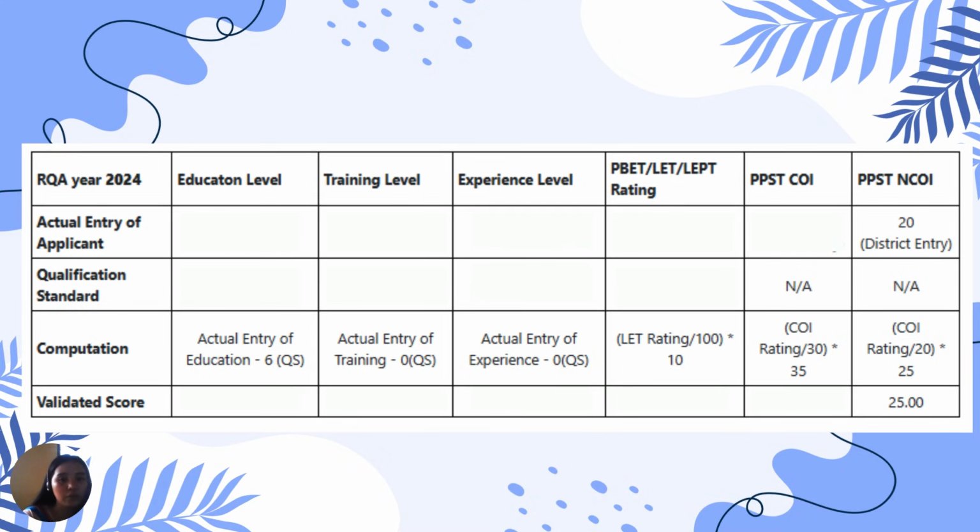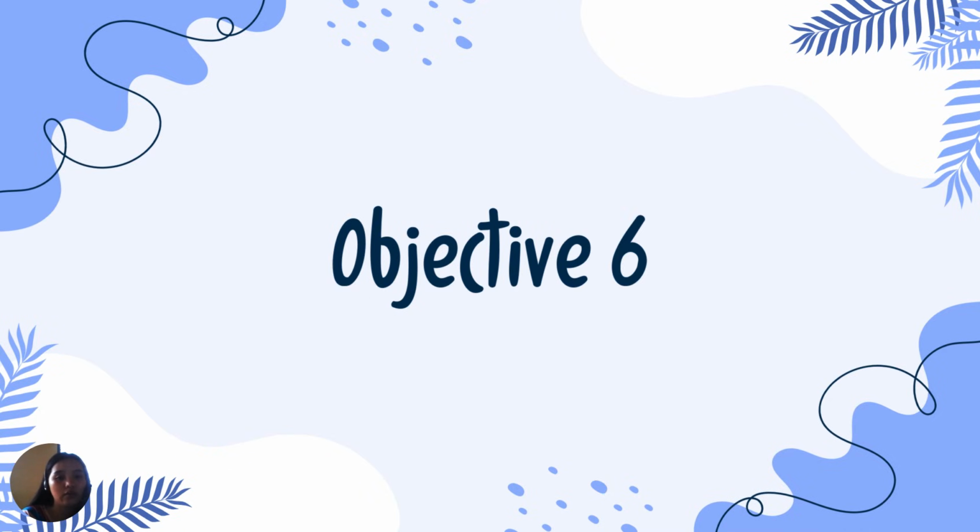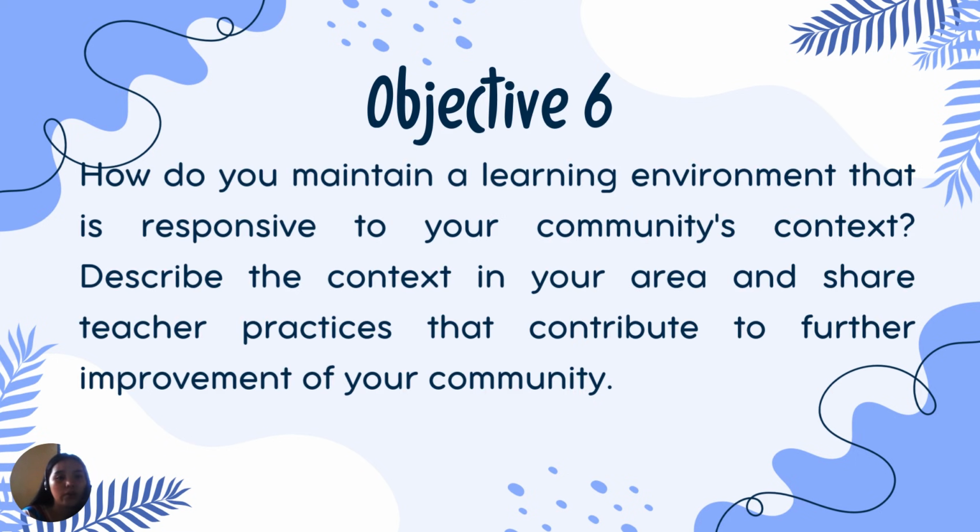So again, let's proceed. This is the PPST NCOI. I got 25 points, which is the perfect score during the RQA 2024. So let's proceed. Objective 6. How do you maintain a learning environment that is responsive to your community context? Describe the context in your area and share practices that contribute to the further improvement of your community.